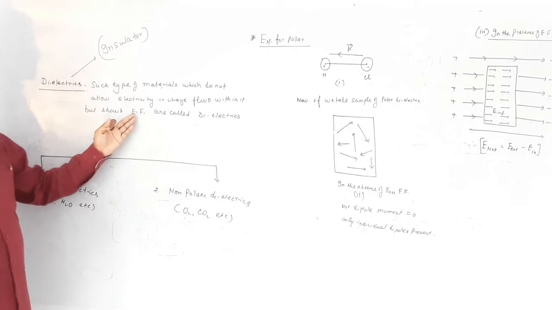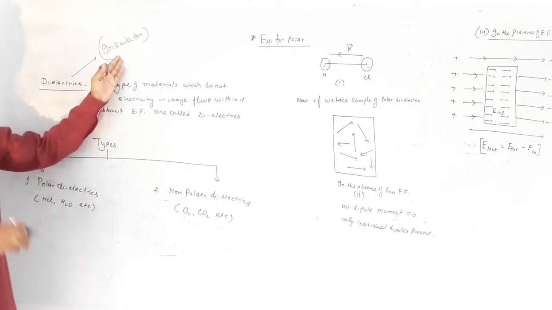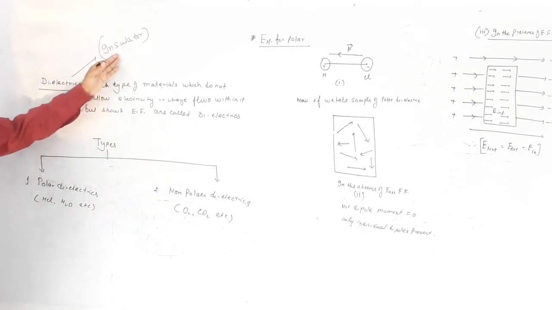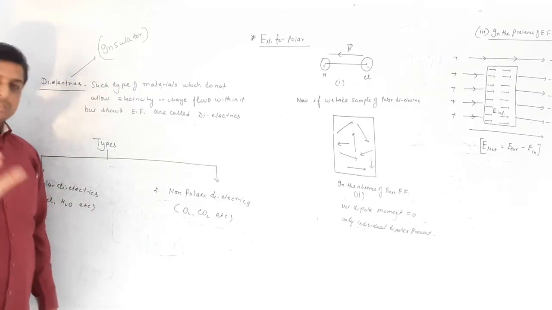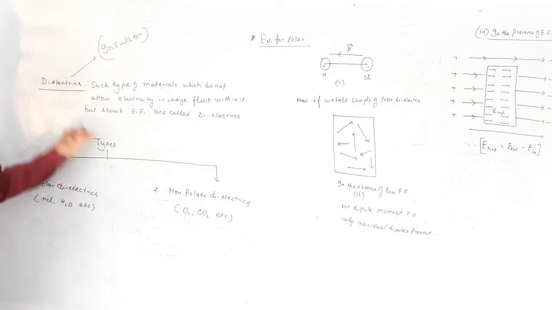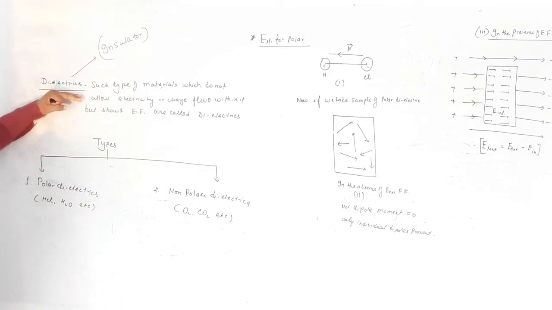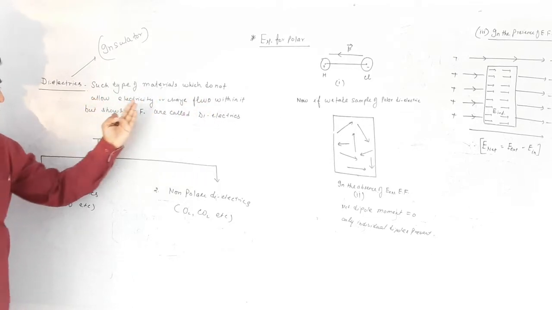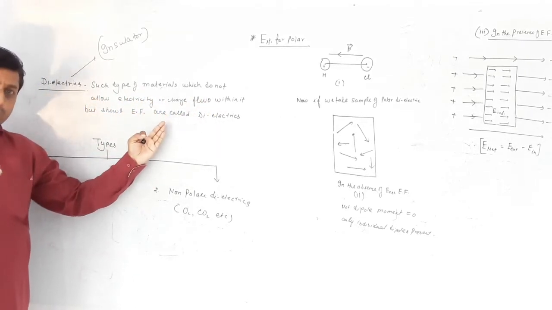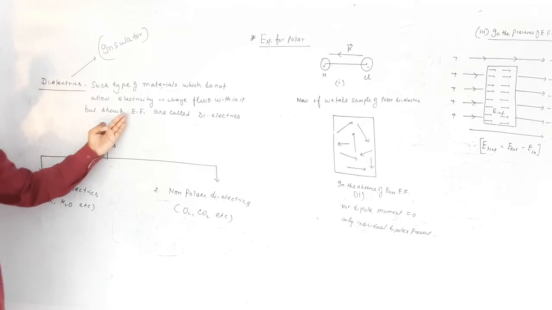will exhibit an electric field. An insulator does not. Remember that. All the insulators are not dielectrics. So there is an important property of dielectrics. Dielectrics are such types of materials which do not allow electricity or charge to flow within them but show an electric field.